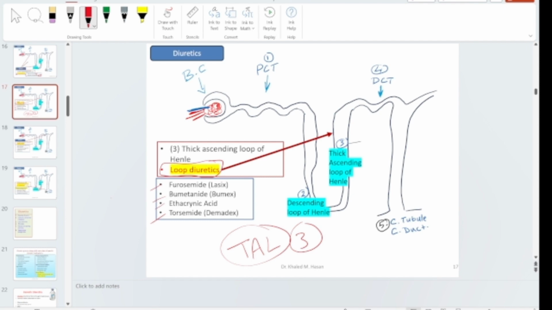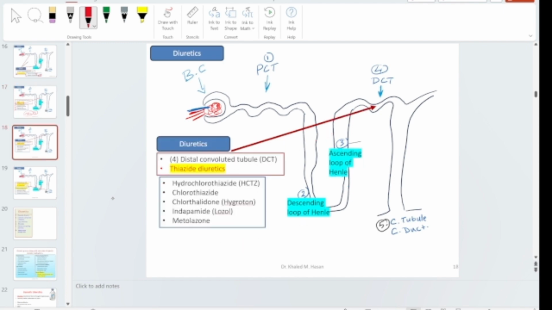The question now: where is the site of action of loop diuretic? Thick ascending loop of Henle. Give me an example of medication belonging to the loop diuretic. Yes, we have furosemide, bumetanide, ethacrynic acid, torsemide. Okay, so this is group 3.